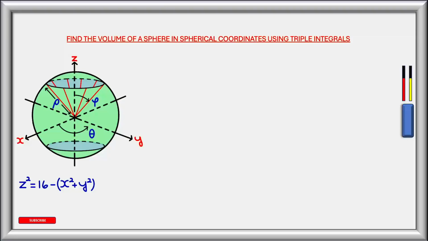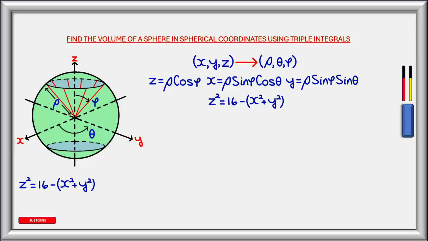Our first step in the process of finding the volume is to convert the Cartesian equation of the sphere into spherical coordinates. So we need to convert x, y, and z to rho, theta, and phi. And the way we do this is to make a substitution. So we let z equal rho multiplied by cos phi, x equal rho multiplied by sin phi multiplied by cos theta, and y equal rho multiplied by sin phi multiplied by sin theta.